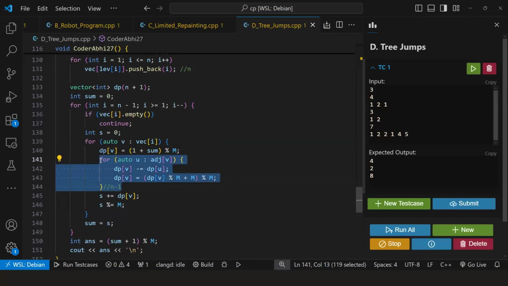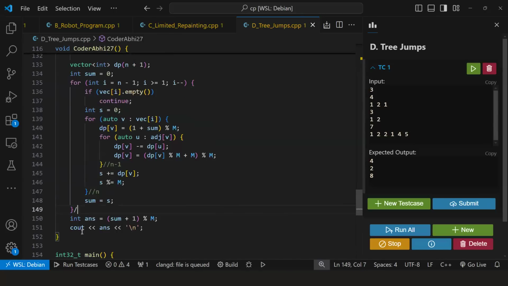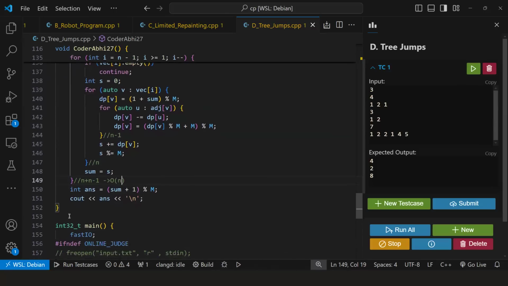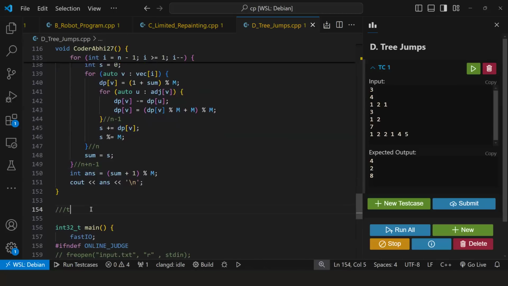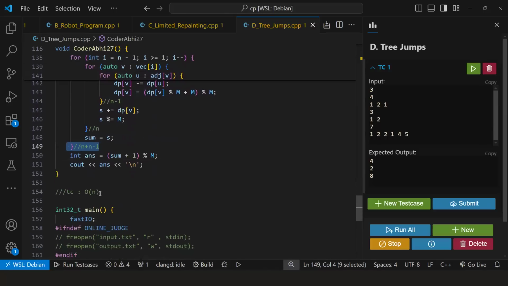So this overall is running n minus 1 times the number of edges in the tree, and this whole thing is running overall whatever is the number of nodes in the tree. So overall the complexity is n plus n minus 1, which is order of n. I'll write the time complexity there. So this is n plus n minus 1. My overall time complexity is order of n.